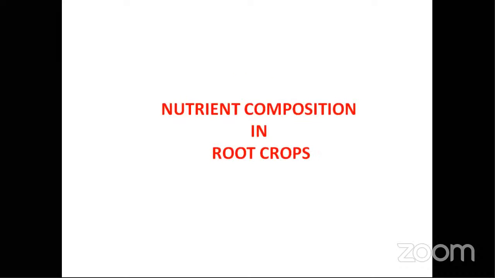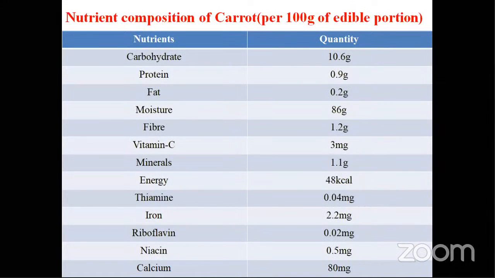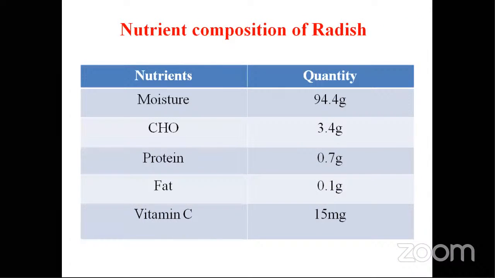Next, the nutrient composition in the root crops. Generally nobody asks this in the exam, so it is not so important. But you can see that carrot also contains vitamin C up to 3 mg, and it is a rich source of carbohydrate as well. What we generally think is that it is rich in carotene, but it is also rich in vitamin C and carbohydrates. Next, radish, which is also rich in carbohydrates and vitamin C. You can see it is 15 mg, a very good quantity.